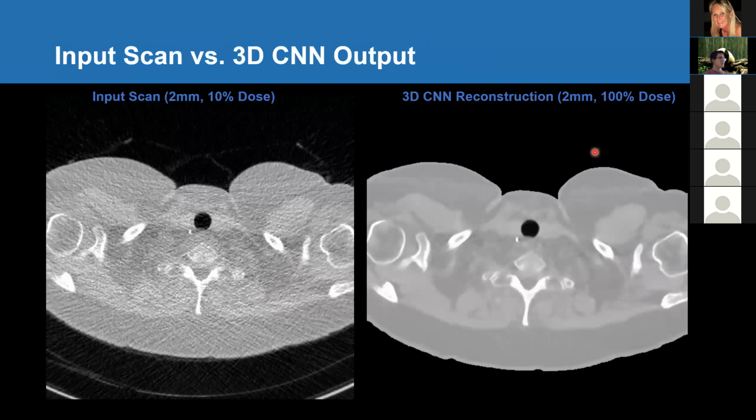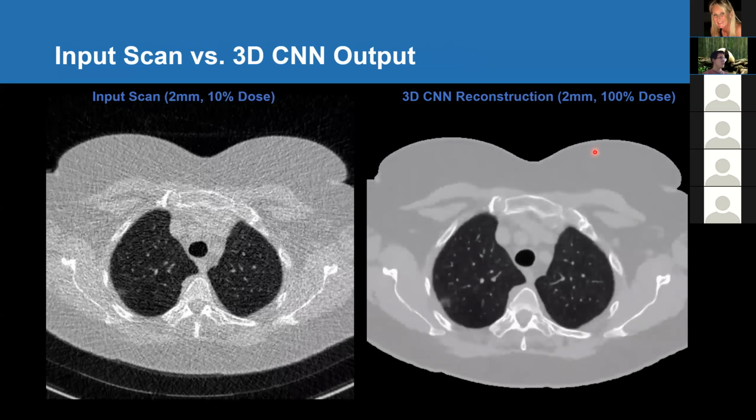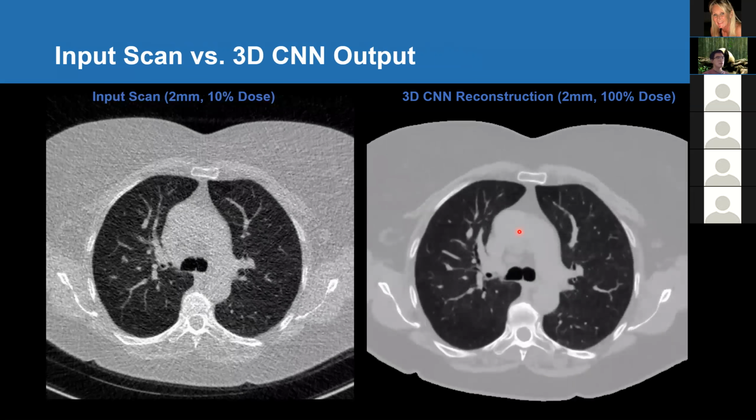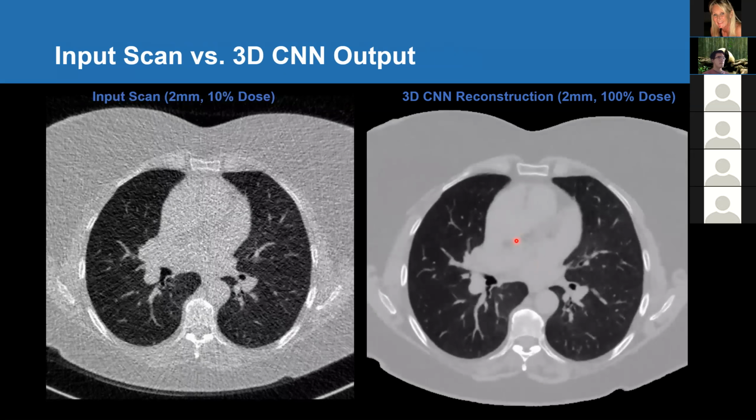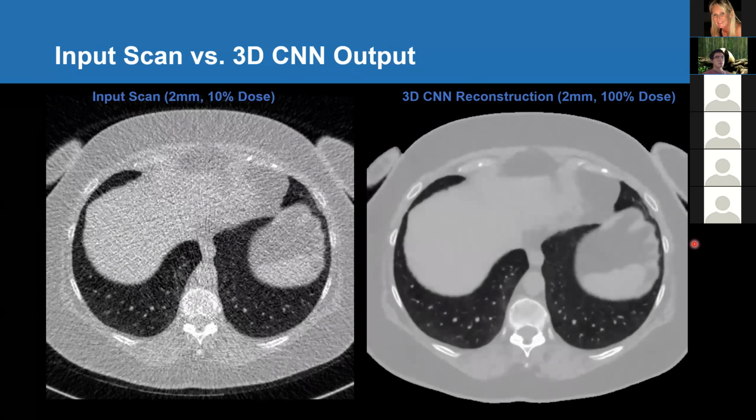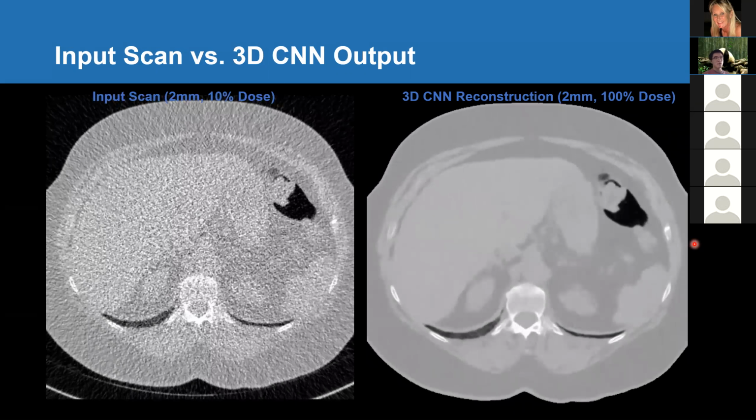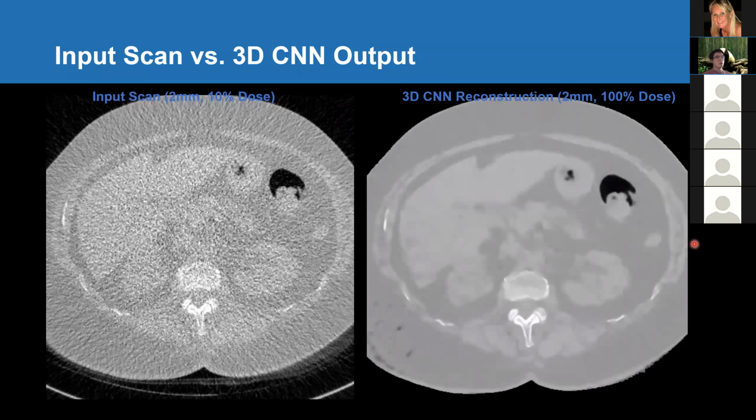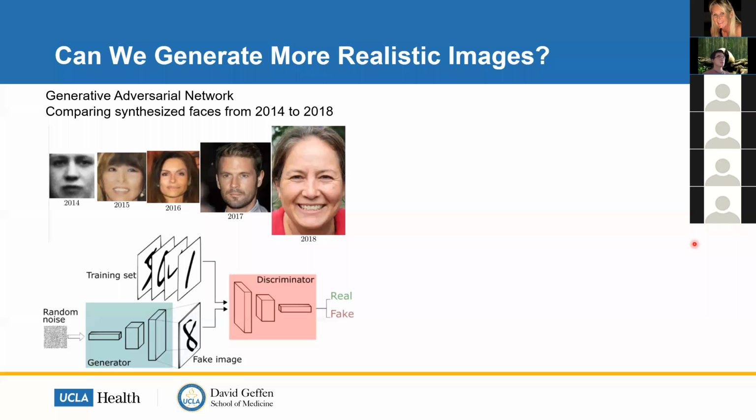So here is another animation along the longitudinal direction. You can see that it does a decent job, but it's not very realistic due to blurred textures. Those textures are actually very important to determine the lesion from those morphological details. So how can we generate more realistic images?